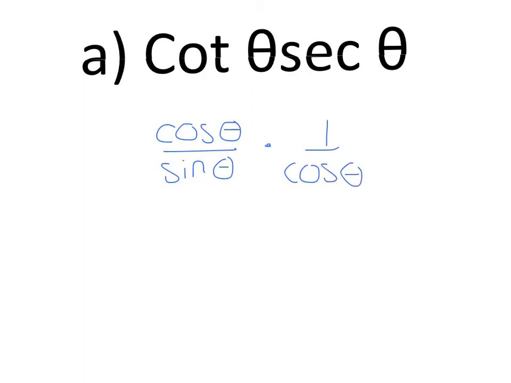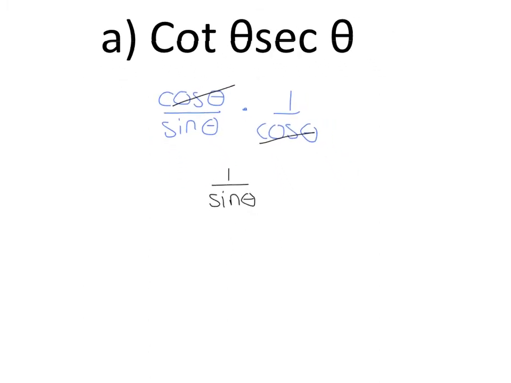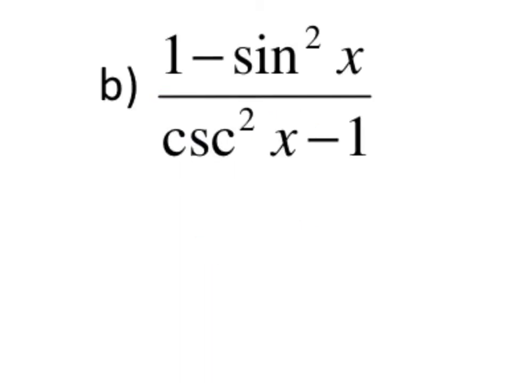Alright, so cotangent is cosine over sine. And secant is 1 over cosine. And now I can see that these two reduce, and I have 1 over the sine of theta. And now I can clearly see that I have a reciprocal identity. And here I get cosecant of theta. Alright, so we're simplifying this one as well.